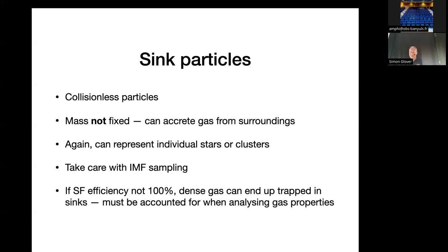And again, we need to be careful with IMF sampling. Another issue with sinks: if your star formation efficiency on the scale where you're putting in the sinks is not 100%, then some of the gas accreted by the sinks is never actually going to form stars. And you need to account for that. If you don't account for that so-called trapped gas, then you can get very wrong answers.